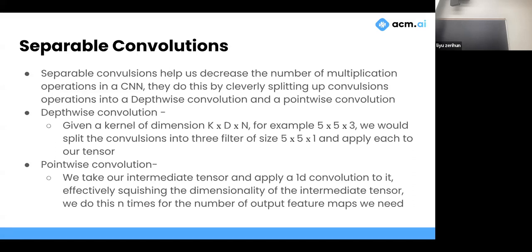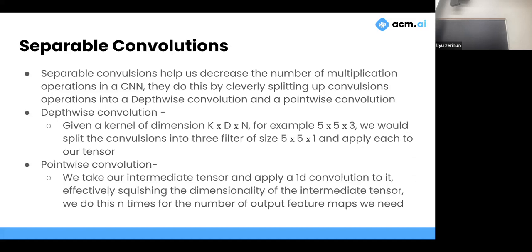Then comes the pointwise convolution operation, where we take our intermediate tensor. Before, we had a typical convolutional layer where we'd have our tensor and our output tensor. Now there's an intermediate tensor. We take our intermediate tensor and apply one convolution to it, and now we have the output. This intermediate tensor has n channels, in this case 3 channels. So we take our one-dimensional convolution and compress it into one feature map. Then we do this n number of times for the number of feature maps that we want.